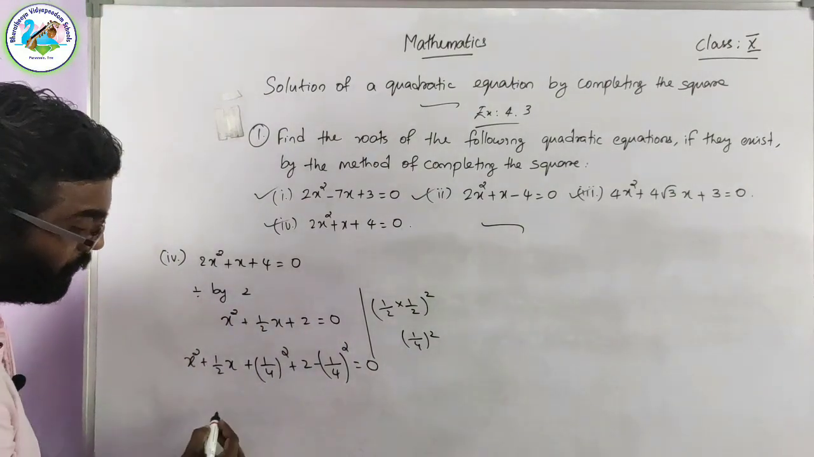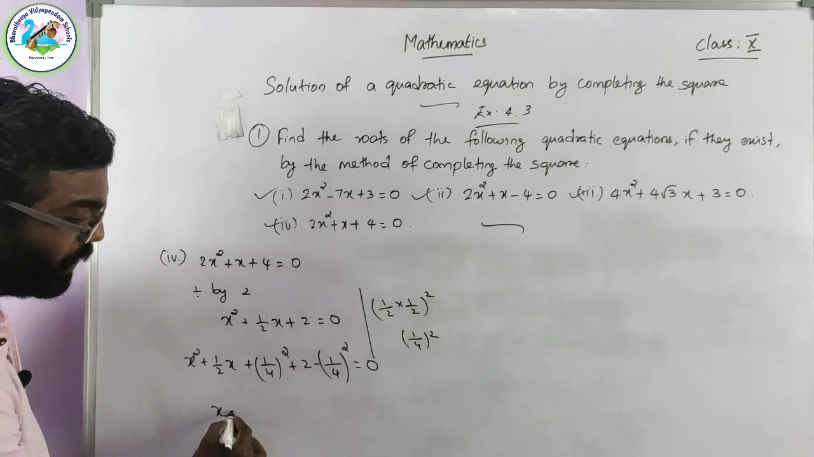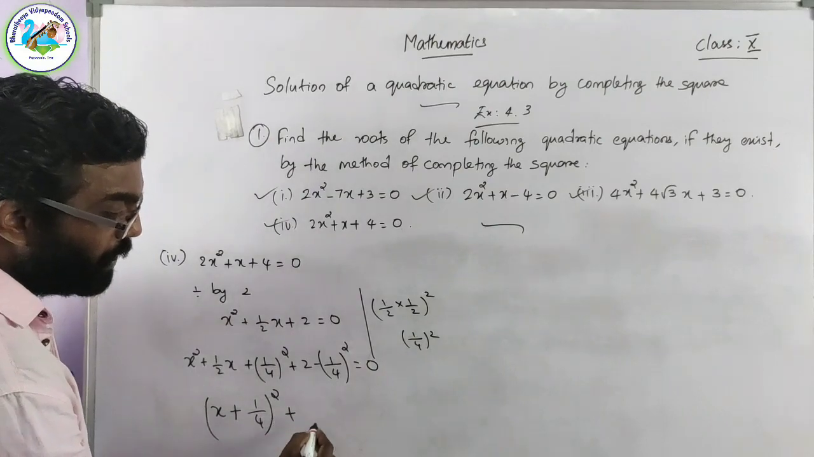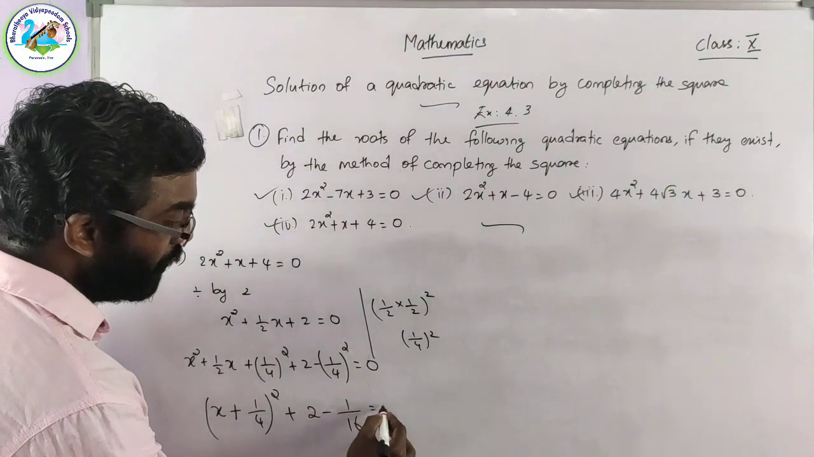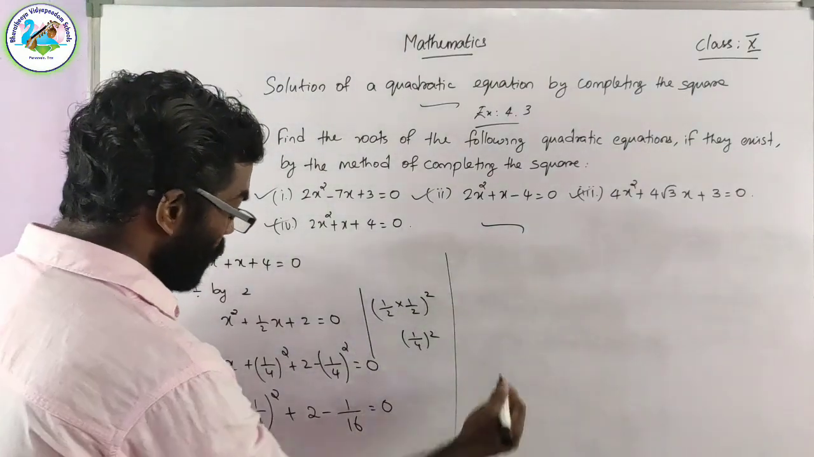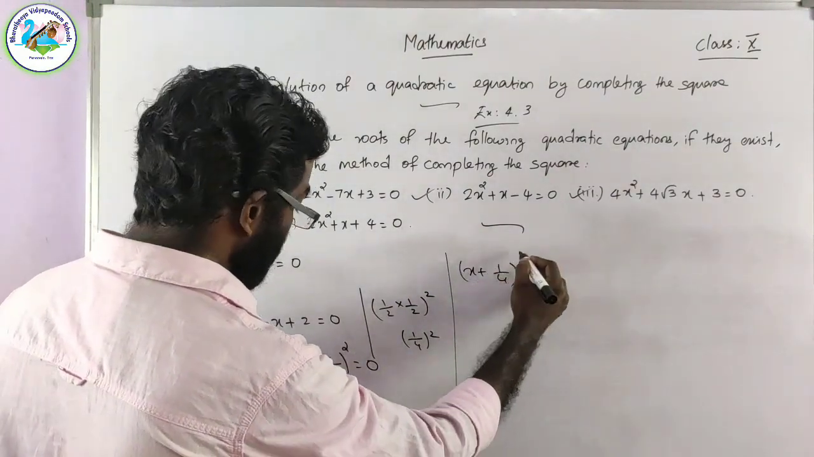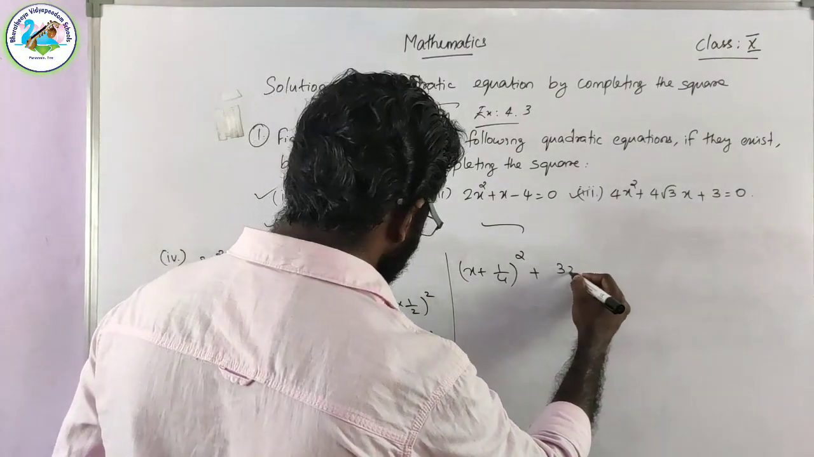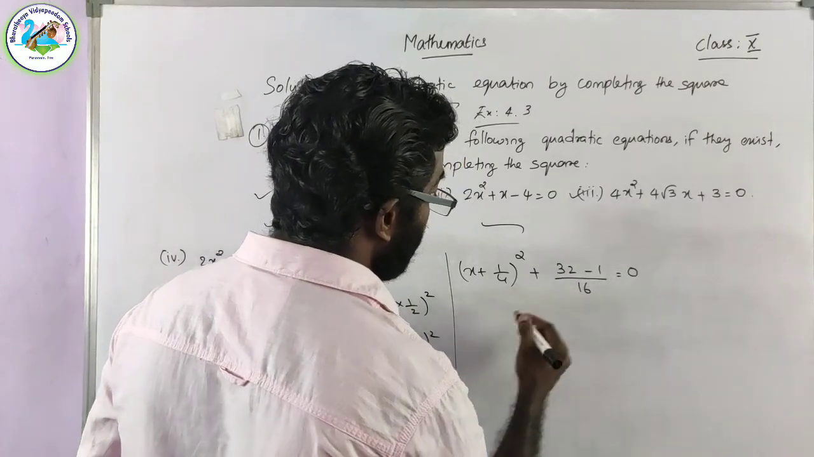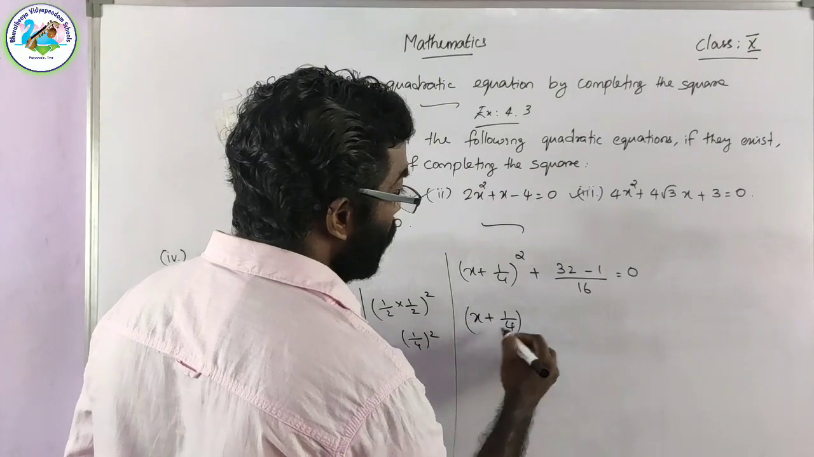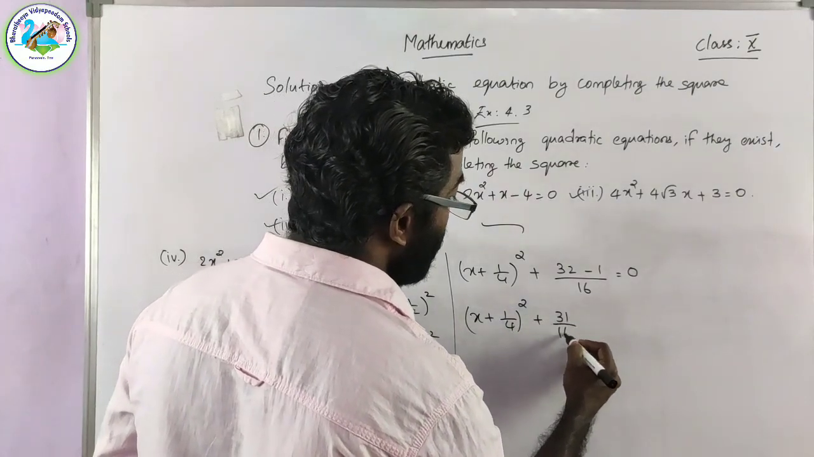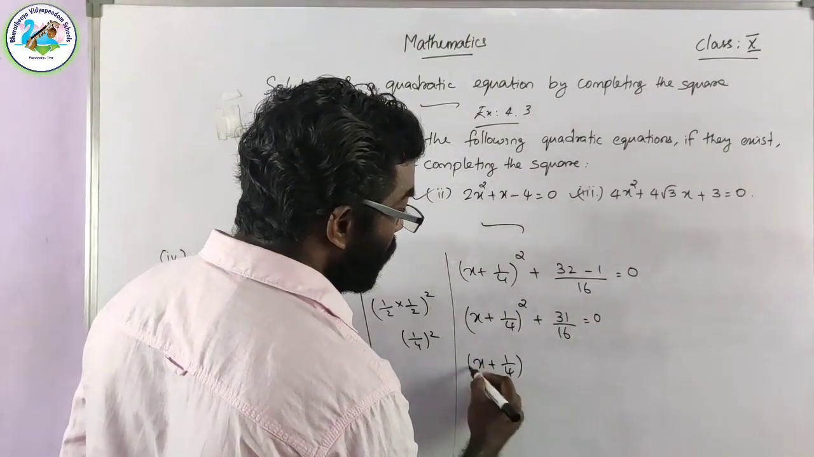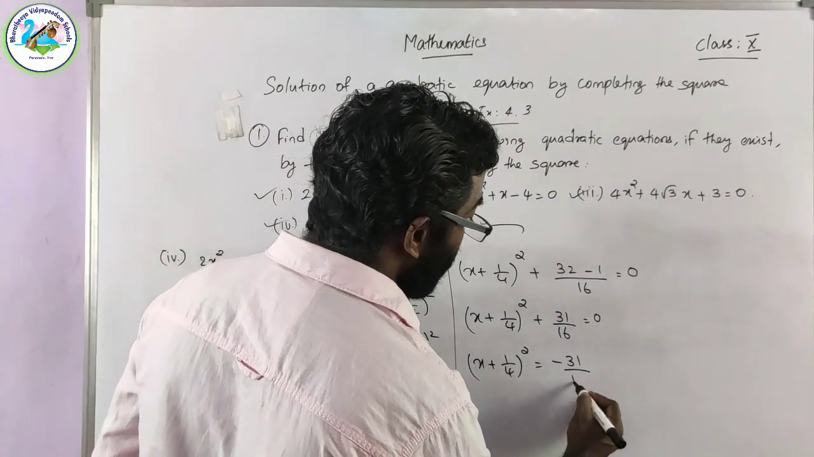Now we can combine the first three terms. Square root of the first term is x, sign of the second term is plus, square root of the third term is 1/4, the whole square, then plus 2 minus 1/16, which is equal to 0. So (x + 1/4)² + (32 − 1)/16 = 0, where we cross multiply 16 into 2. (x + 1/4)² + 31/16 = 0. This number we can take to the right side. So (x + 1/4)² = −31/16.